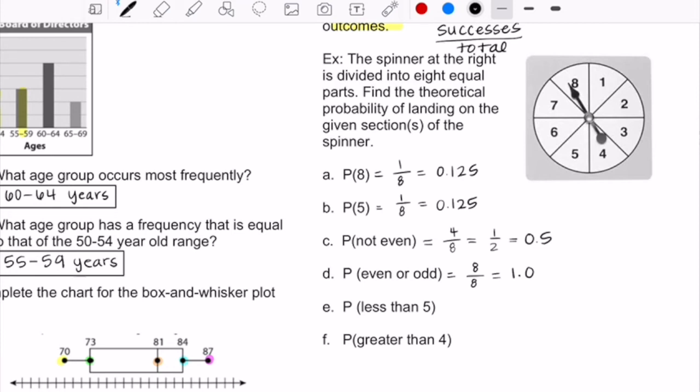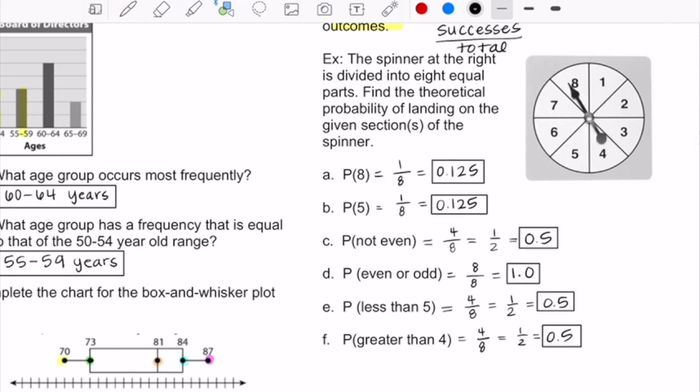The probability of landing on less than a 5, there are 4 numbers that are less than 5. Those are the numbers 1, 2, 3, and 4. So you have a 4 out of 8 chance, which would reduce to 1 out of 2, which as a decimal would be 0.5. So again, a 50-50 chance. The probability of landing on a number that's greater than 4, there are also 4 possible ways of that happening. It could be a 5, a 6, a 7, or an 8. So 4 out of 8 possible ways reduces to 1/2, which is 0.5. Notice that in the list, none of the probabilities are negative numbers, and they're all between 0 and 1.